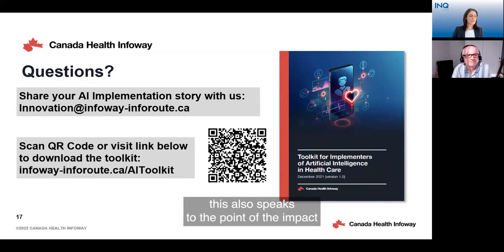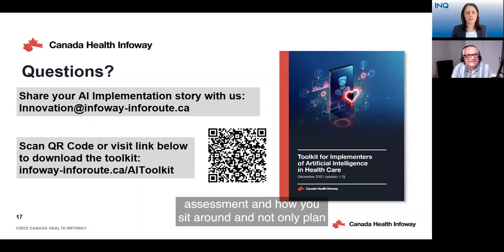Absolutely. I mean, this also speaks to the point of the impact assessment and how you sit around and not only plan out what your experimentation portfolio will look like, but, as you go through the entire life cycle, I always struggle with what is the proper term to describe this. So let me just back up for 1 minute before I get to the heart of your question.